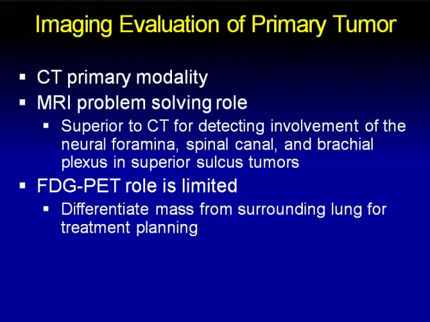With regard to imaging the primary tumor, because the assessment is primarily anatomic, CT is going to be the primary modality. MRI can also be used, but more in a problem-solving role. It is superior to CT for detecting neural foraminal involvement into the spinal canal, as well as brachial plexus and superior sulcus tumors. The role of PET is really limited in the T stage. It can be useful in differentiating mass from surrounding lung, particularly if you had a non-contrast study.